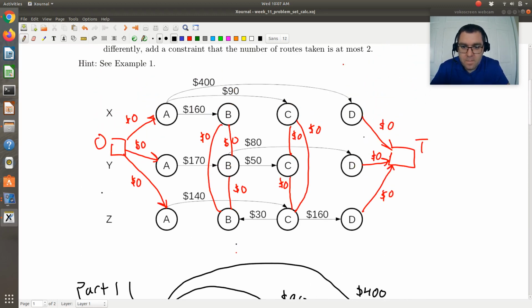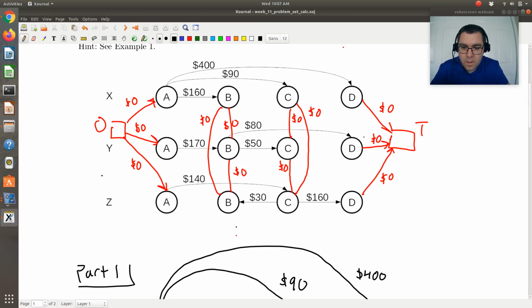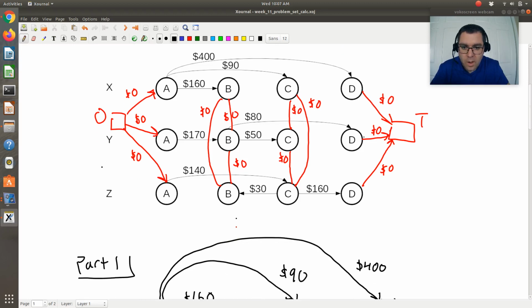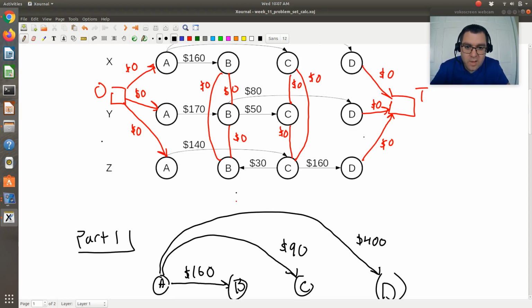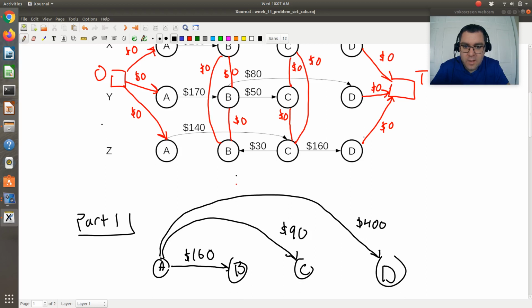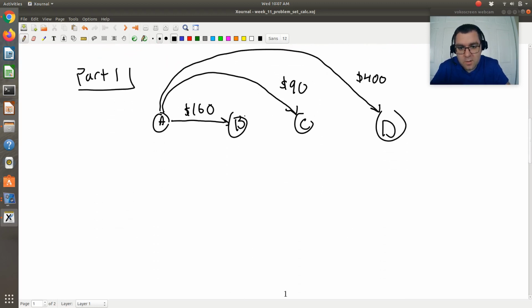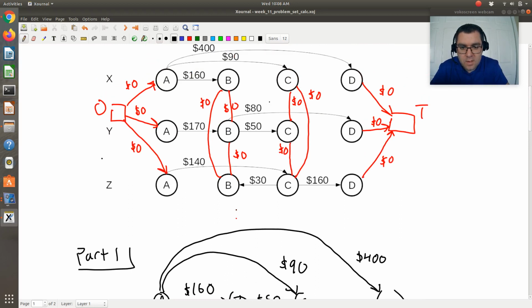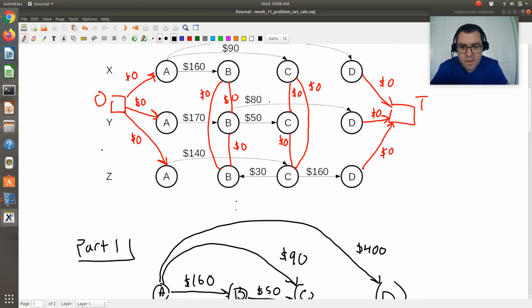Next, we look at B. So I'm looking at flights originating at B and ending elsewhere. In airline X, I don't have any. On airline Y, I have B to C and B to D. In Z, I just have one arriving at B from C. So leaving B, I just have B to C and B to D on airline Y. B to C is $50, and B to D is $80.